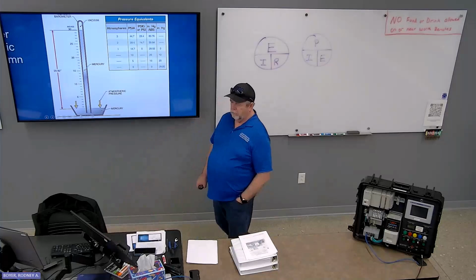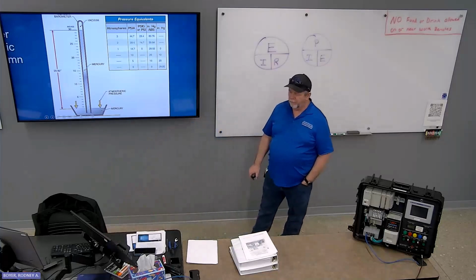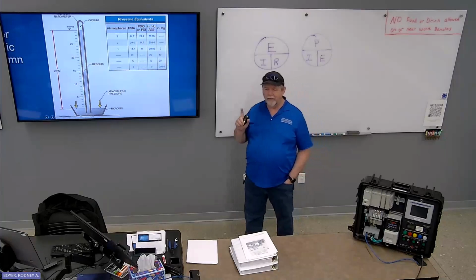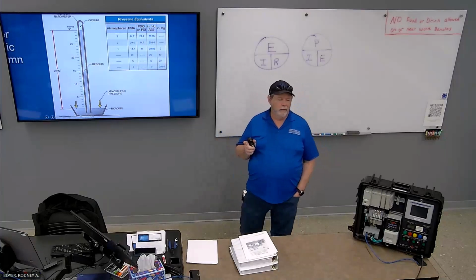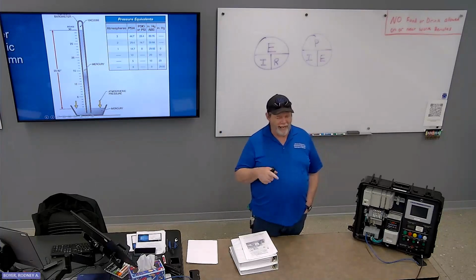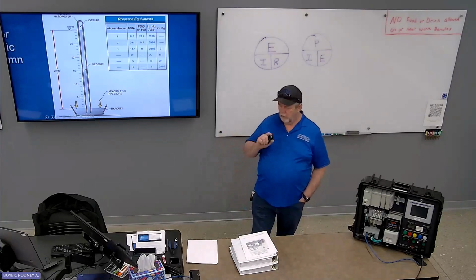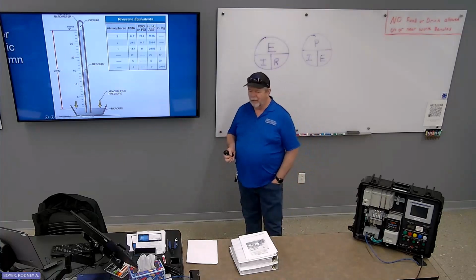Okay, so an absolutely perfect vacuum, which by the way, you cannot achieve on Earth, is 29.92 inches of mercury.